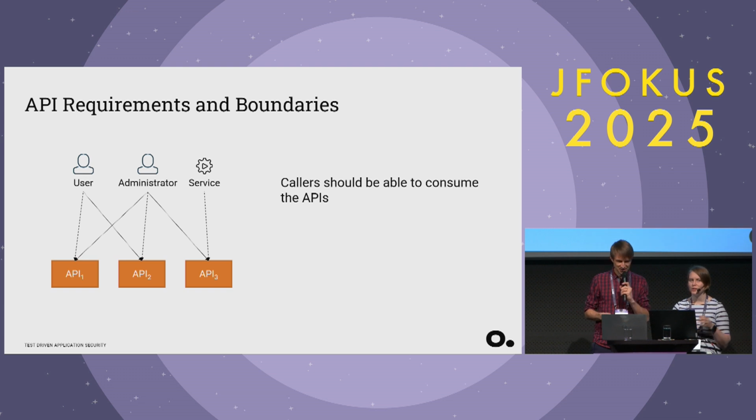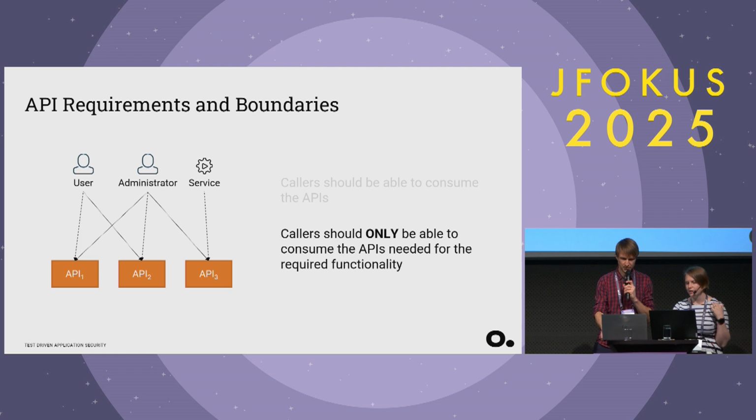Well, we note that the requirement is not clear, because the regular user with this requirement can use API 3, which should only be intended for administrators and services. So instead, we could express the requirement as: callers should only be able to consume the APIs needed for the required functionality. This sounds easy and completely obvious, but teams often fail to identify these test cases that we need in order to avoid vulnerabilities.